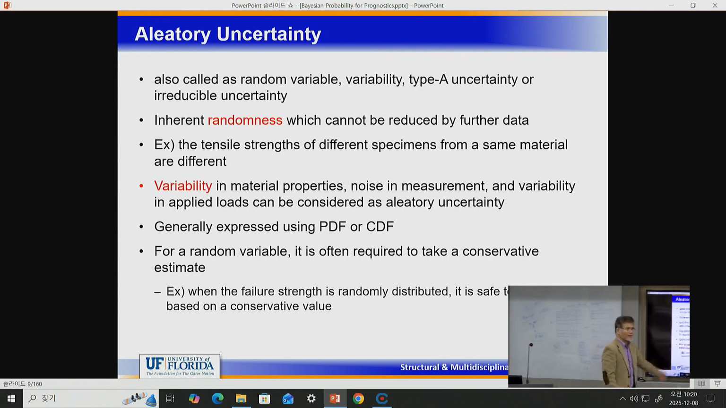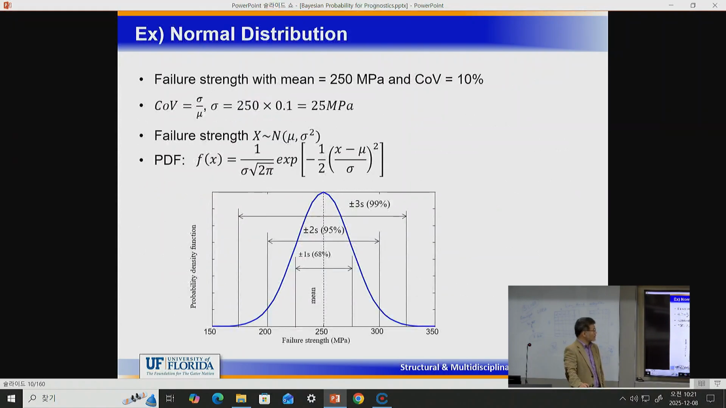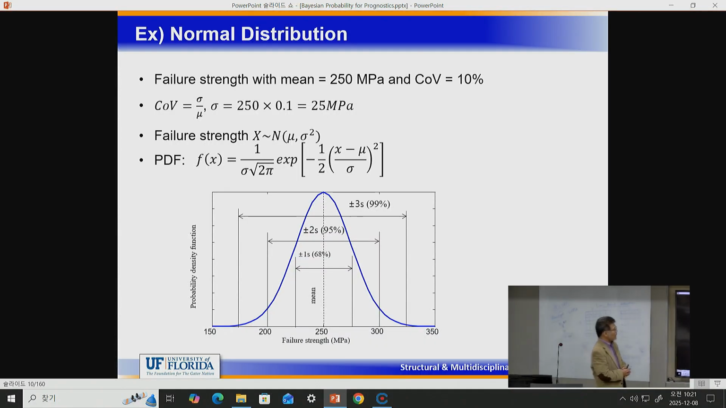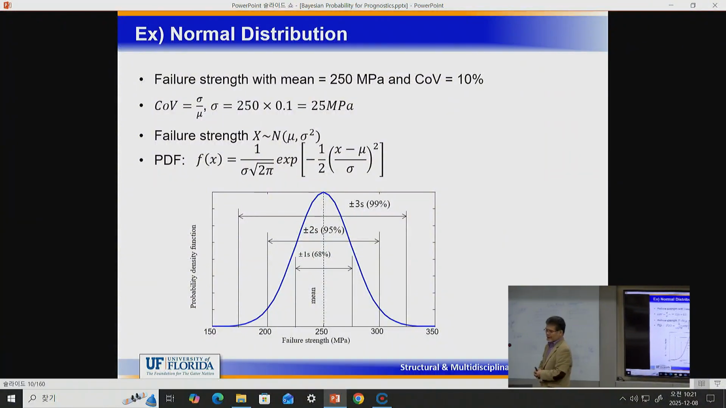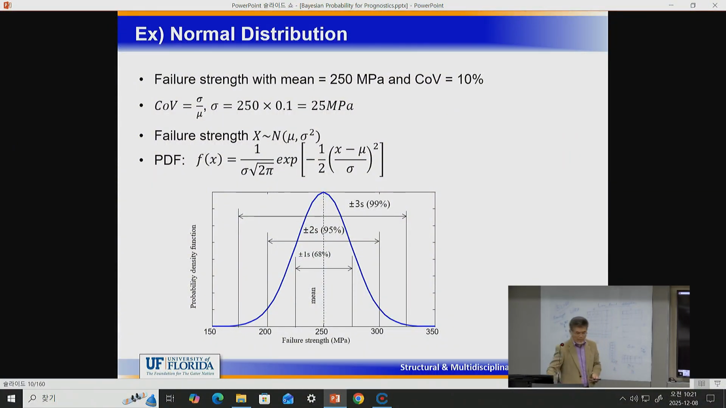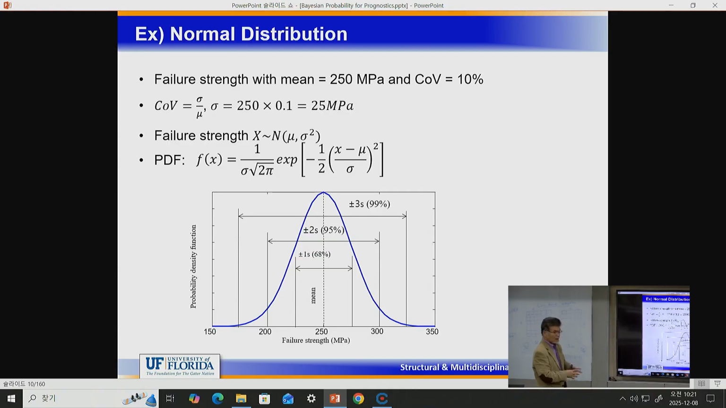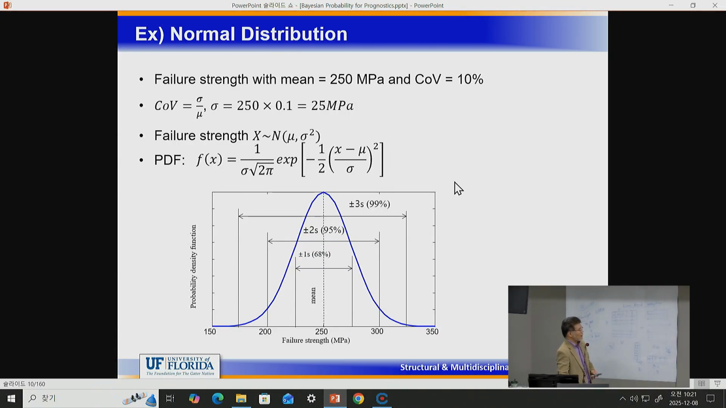And then we talk about conservative estimates, right? If the distribution is such, then you need to have either a 3 sigma or 6 sigma conservative value to make sure that your system will not fail under that aleatory uncertainty. Take a normal distribution for failure strength, for example, with a mean of 250 megapascal and a coefficient of variation of 10%, which is the ratio of the standard deviation to the mean. Then you can estimate the standard deviation. This is the functional form of your probability density function, and we all know the distribution looks like this. The center is the mean, and 1 sigma, 2 sigma, or 3 sigma covers roughly 68%, 95%, and 99%. These are the common representations of aleatory uncertainty.